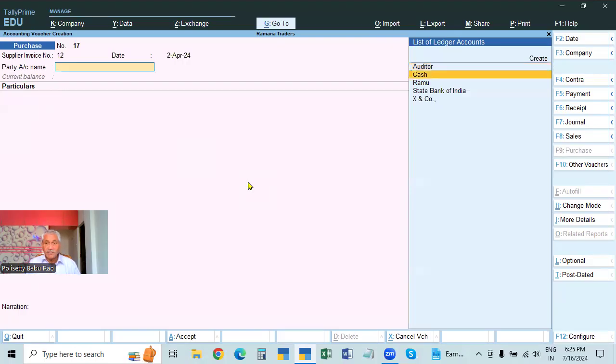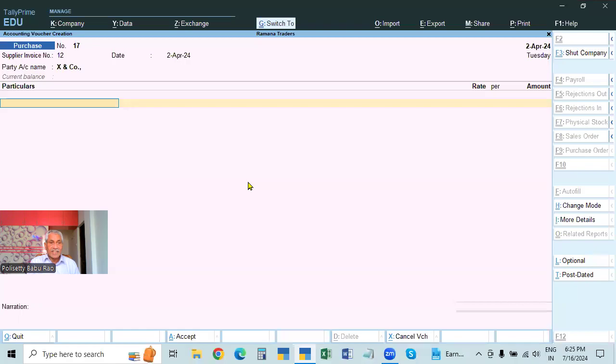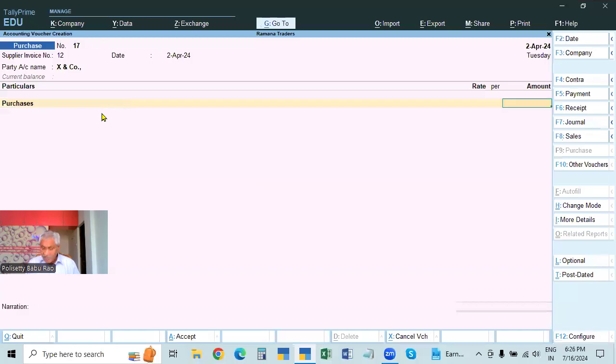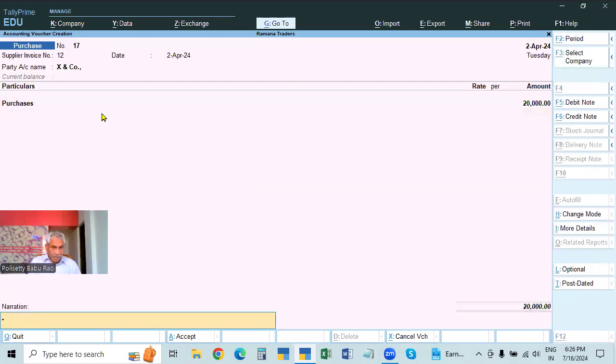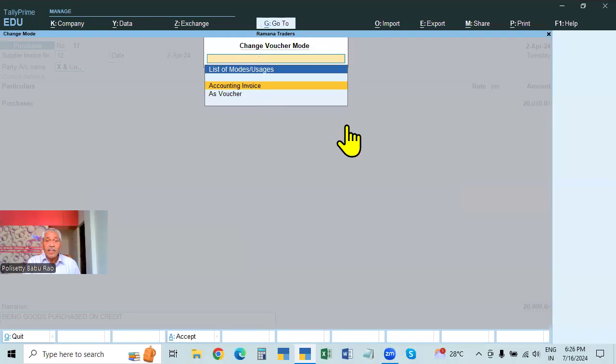So party we are purchasing from X and Co. So accept, and we are making purchases. Purchase means goods are receiving. That is written as purchases. Where purchases already written, accounting there. Purchases we purchase for 20,000. We purchase for 20,000, and then same thing. The goods received on credit. So here, see here the method is called as accounting invoice.